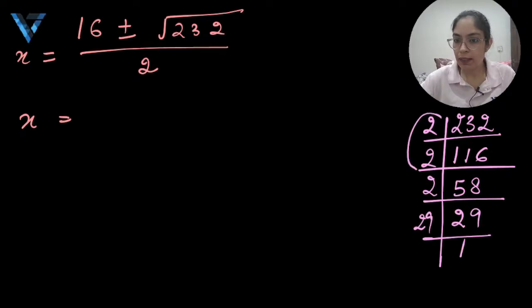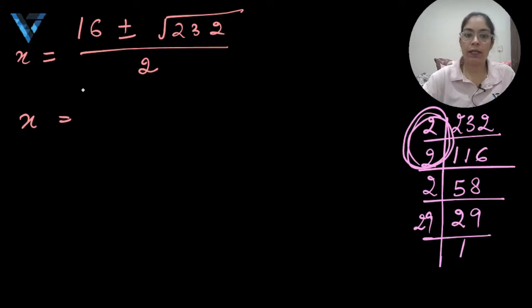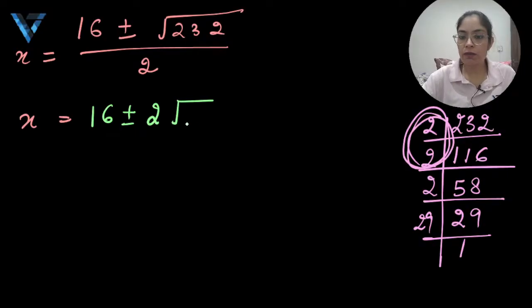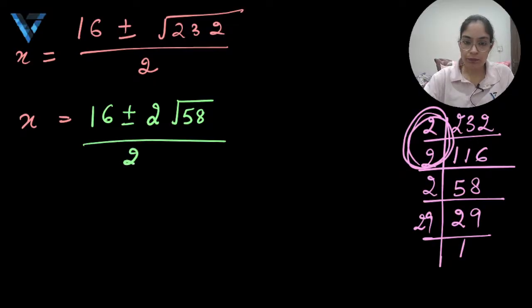See, we are getting only one pair of 2, so we can just write it outside. One pair of 2 I'll take outside. So this I can write as 2 root 58. 232 you can write as 2 root 58.